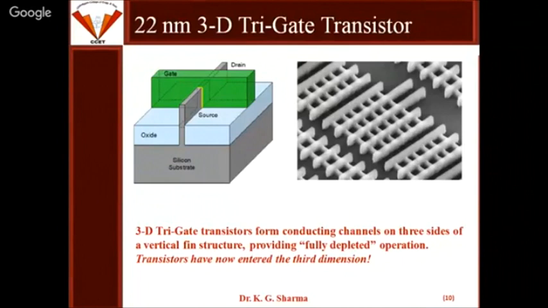If we try to find out the difference between the FinFET and the Tri-Gate, basically in FinFET, the top surface is not used for the operation. The top surface will be covered by silicon nitride, and then gate material is deposited. So the gate voltage on the top is not affecting the channel current. Only the gate voltage on the side walls is going to control the current. 3D Tri-Gate transistors form conducting channels on three sides of a vertical fin structure, providing fully depleted operation. The transistor has now entered into the third dimension.